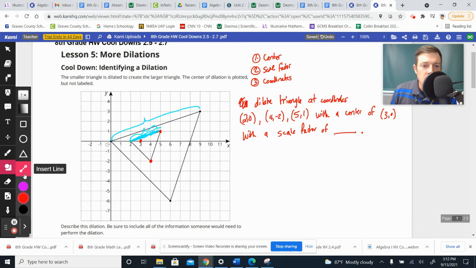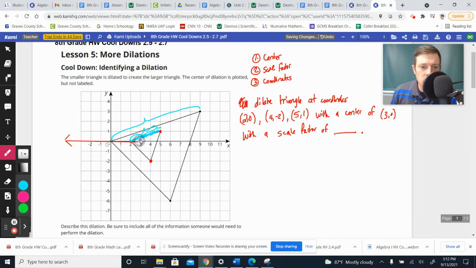Another thing that you can do, and I think this is probably the more simple of the 2 things, is you can find the center point and extend a ray out from it that goes to one of the points. And luckily, this one down here on the x-axis is a nice horizontal line, so you can count it really simply. So I've drawn a ray out here, and from the center, which is right here, the original dot is 1 away from the center.